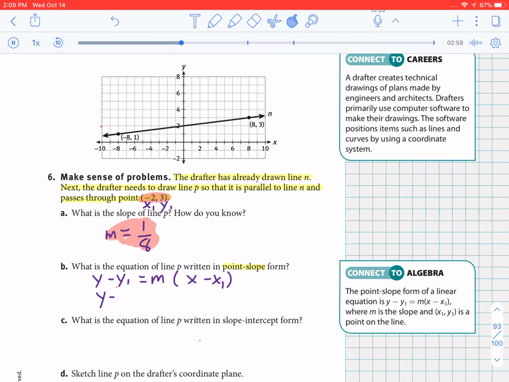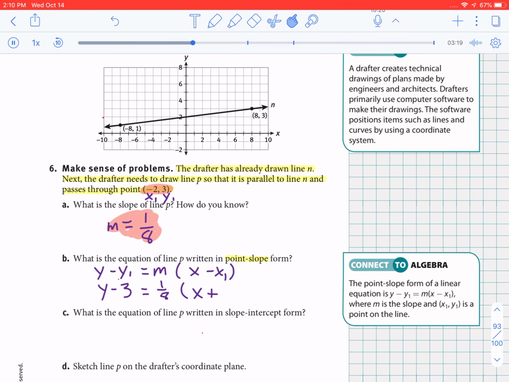So in this case, y minus y1, we're going to plug in 3 because that's what my y1 is. For our m, we're going to plug in the slope, and you'll see here that it says m equals 1/8. And x minus x1, in this case, is x minus the -2, which we've seen a lot of. We're going to say x plus 2. And that's it. That is the equation in point slope form. It's a really, really convenient way to write an equation when I happen to know a point and a slope.